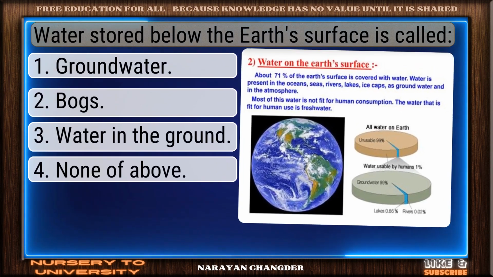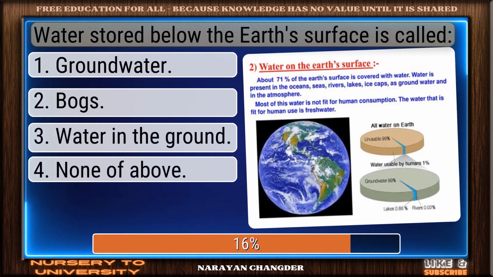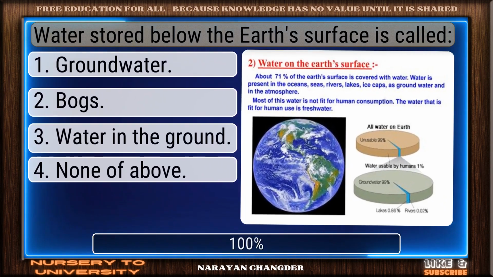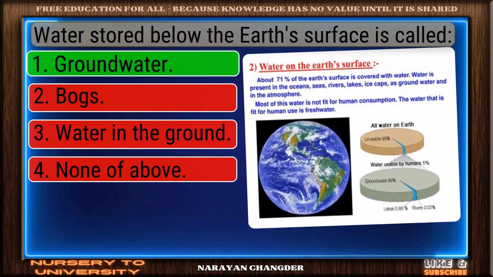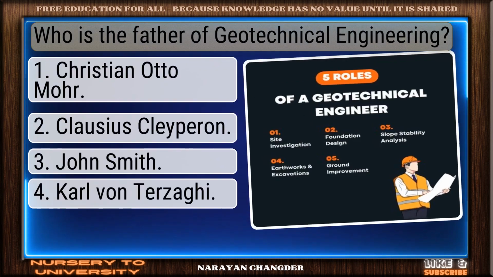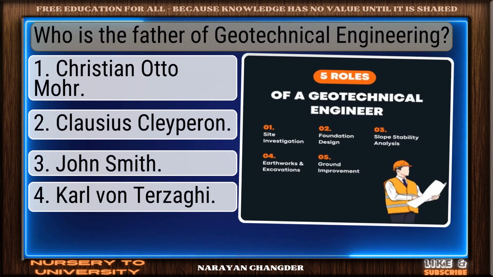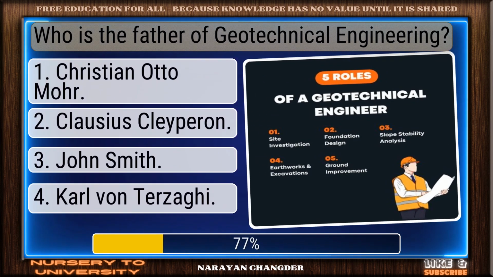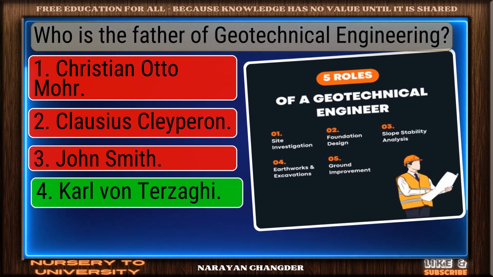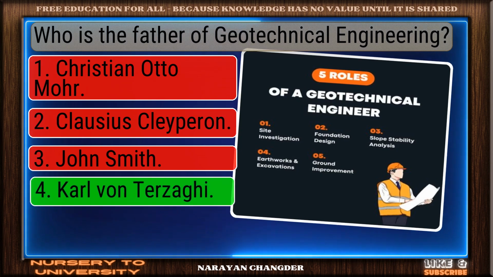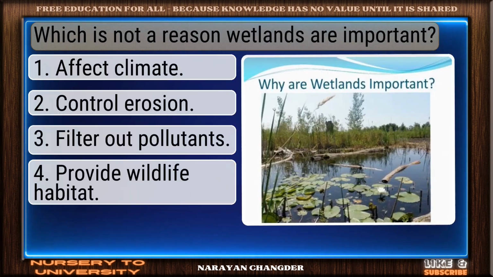Water stored below the Earth's surface is called. Excellent. Groundwater is a brilliant choice. Who is the father of geotechnical engineering? Exactly. Carl von Terzaghi makes sense, and it is right choice.